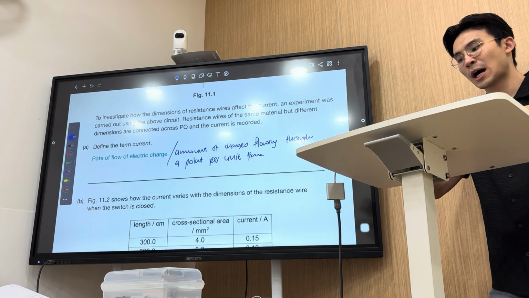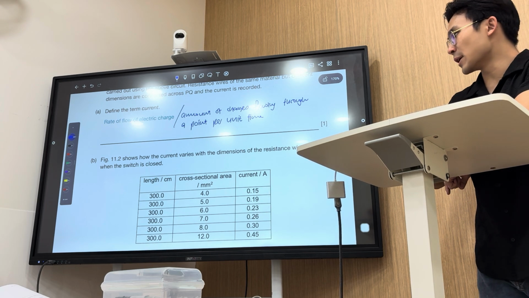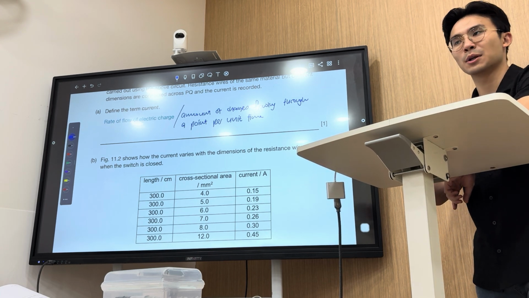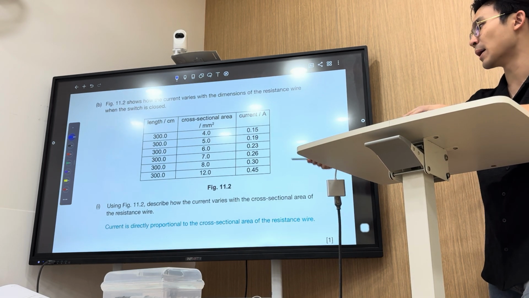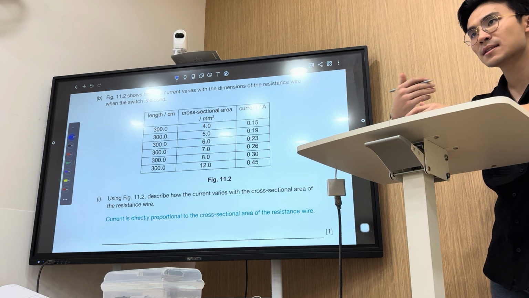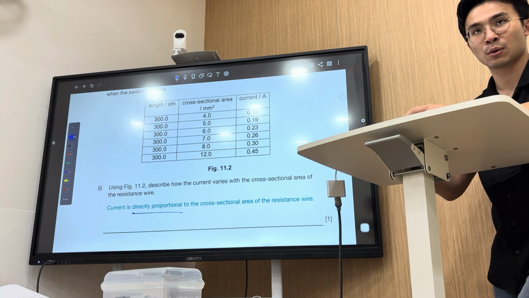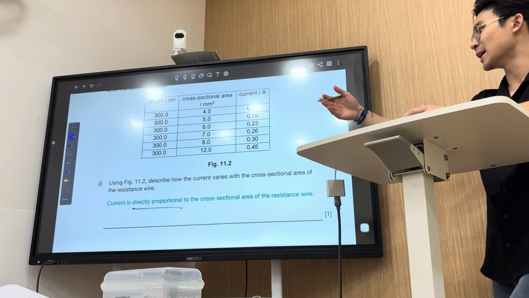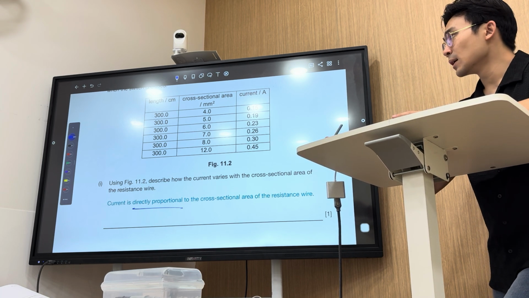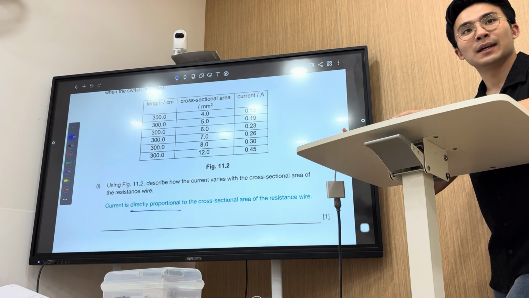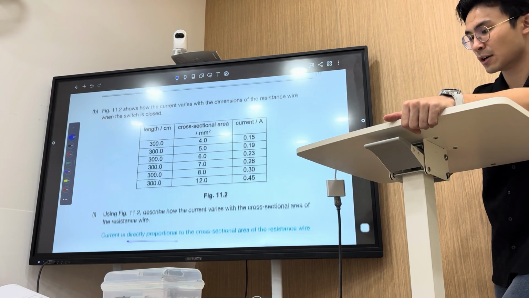Okay, the graph shows how current varies with dimensions. This following question is going to be a bit calculation intensive, so bear with me for this one. Describe how current varies first. We are going to say directly proportional. You can say it increases when cross-sectional area increases. The need for directly proportional is not required. One goes up, the other goes up. Done. 1 mark. Now, you all can flip the page if you want to. Take note of what the question is. I will stay on this part.